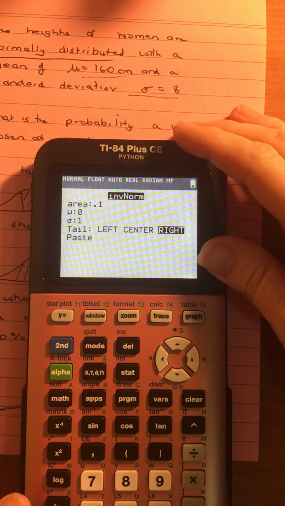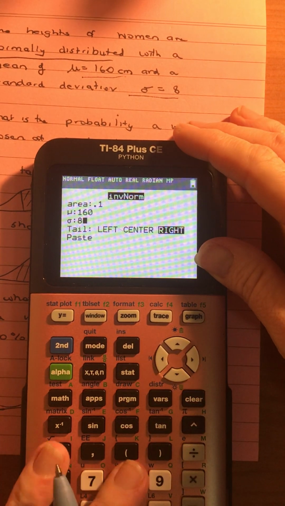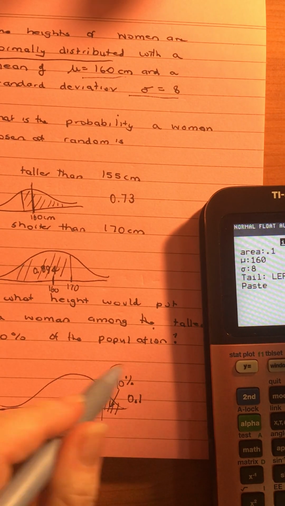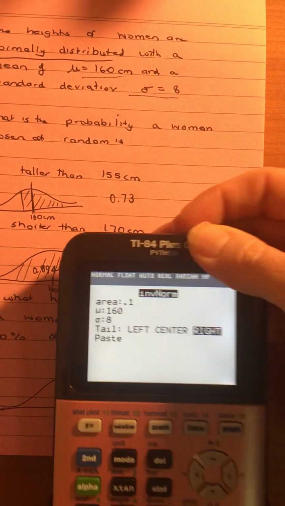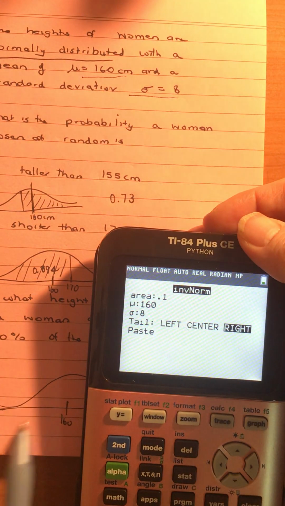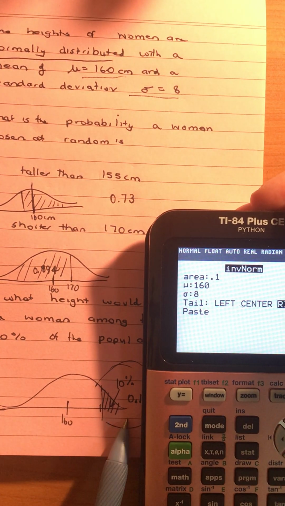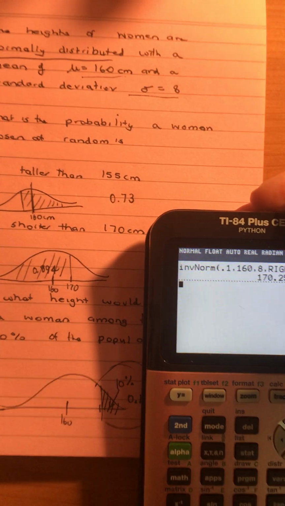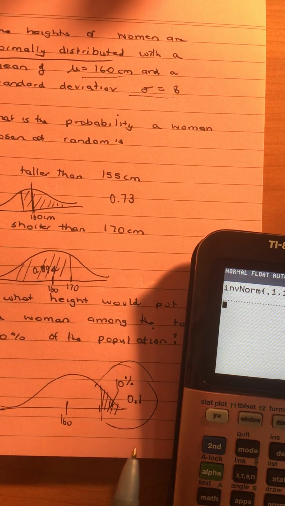We've got a mean of 160, standard deviation of 8 again, and here we're telling it right because we want to look at the right side of the graph there. This gives us the opportunity to do left, or we can do center, or we can do right. So it gives us a lot of options. And then we do our answer, and that tells us 170.25.